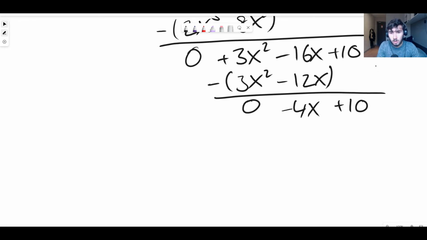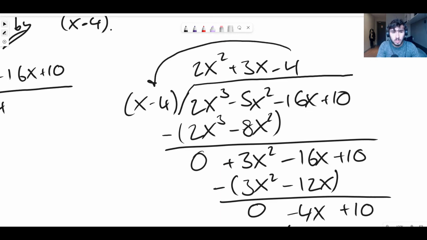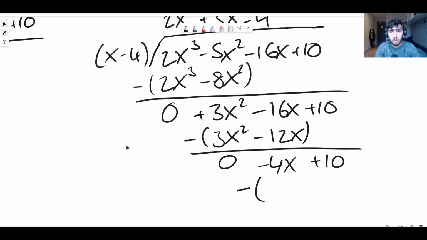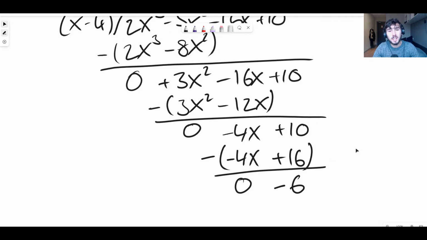And then we do our minus, and then we take our minus 4 here, and we times it by the whole bracket, which is x minus 4. So minus 4 times x is minus 4x, and minus 4 times minus 4 is positive 16. And then we take away, so minus 4x minus minus 4x, that's going to be 0, always will be. And then 10 minus 16. So in previous videos, we've always got a 0 here, but actually 10 minus 16 is not 0, it's minus 6. So that means that minus 6 is the remainder.